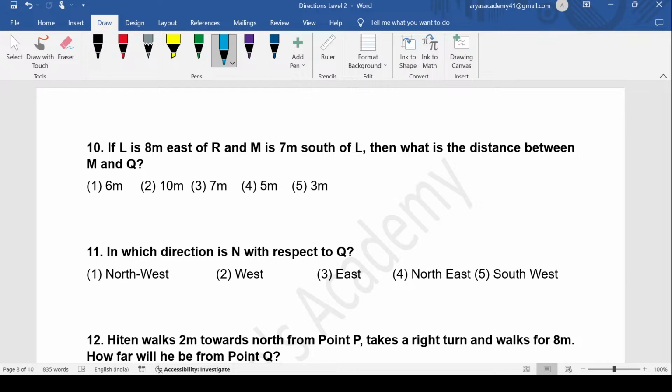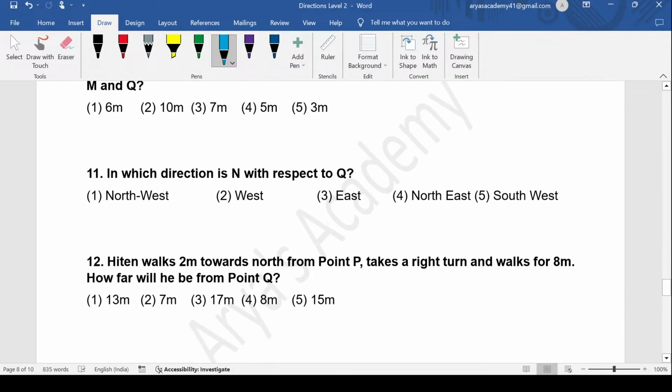Answer for question number 10. And answer for question number 11. In which direction is N with respect to Q? Whether it is northwest or west, east or northeast, southwest, etc. And question number 12, Hitin walks 2 meters north from point P. He then takes a right turn and walks for 8 meters. After all this, what will be the distance between him and point Q?